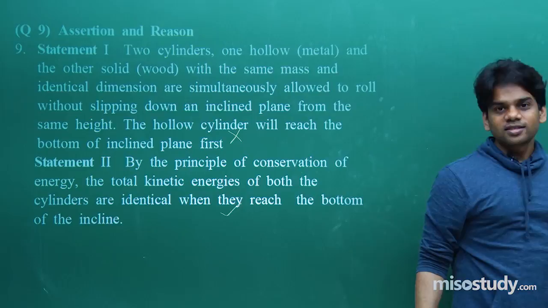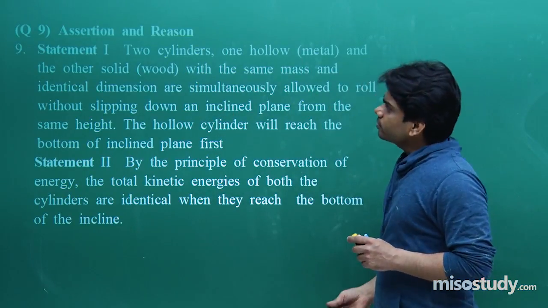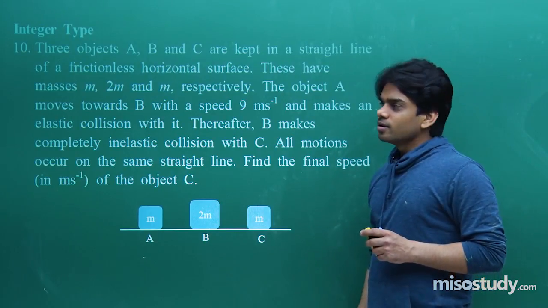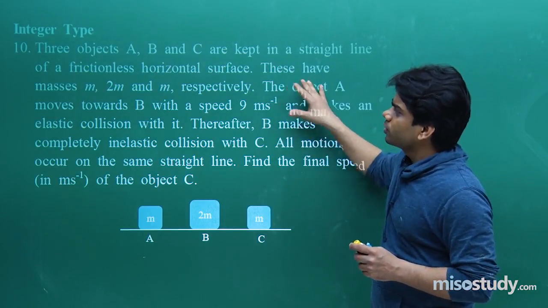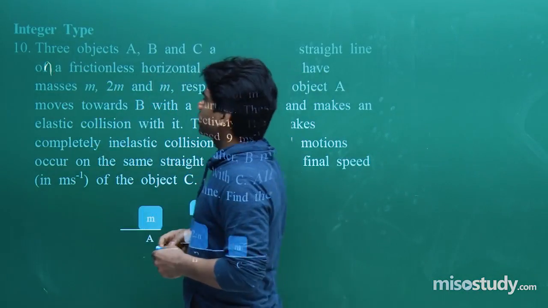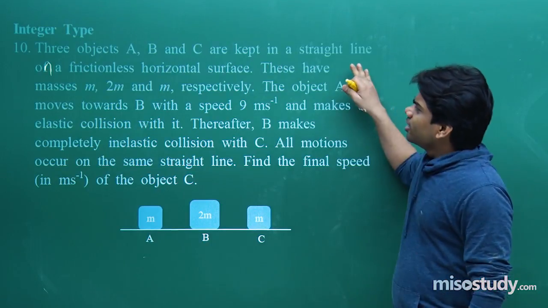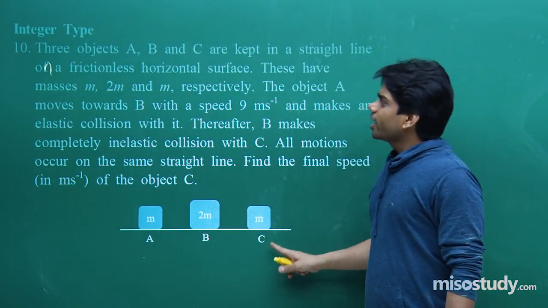This is the answer of this question. Let's go ahead. This was a very good question. Question number 10. Three objects A, B, C are kept in a straight line on a frictionless horizontal surface. Let me just make a small correction: these have masses m, 2m and m respectively.